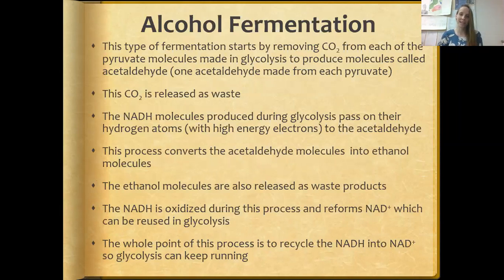With alcohol fermentation, essentially we start by removing carbon dioxide from each of the pyruvate molecules that we made in glycolysis. This is going to produce acetaldehyde. The carbon dioxide is just then breathed out as a waste product. The NADH molecules that were produced during glycolysis will pass on their high energy electrons and hydrogen to the acetaldehyde, which converts the acetaldehyde into ethanol. The ethanol molecules are also released as a waste product.